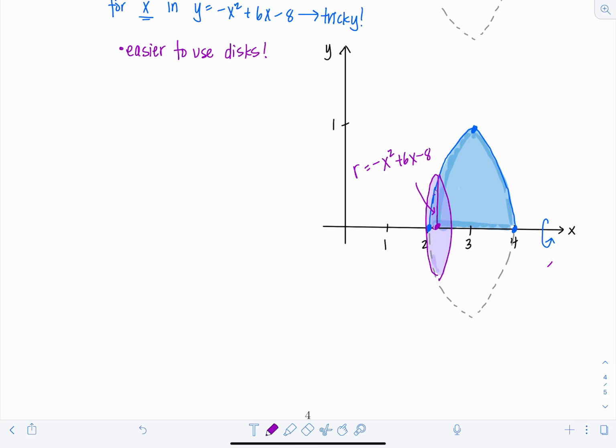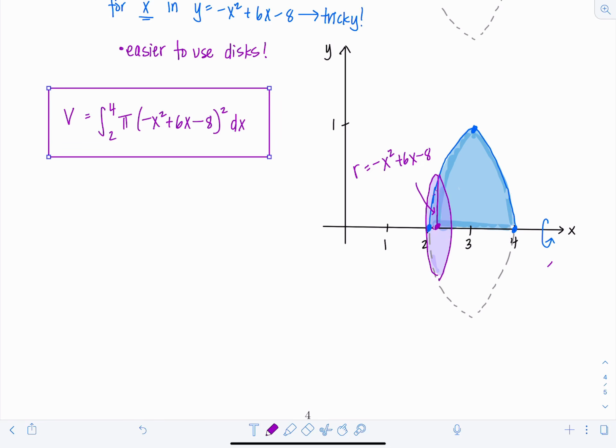Okay, so let's set it up then. So the volume is going to be given by the definite integral. The limits are going to be from 2 to 4. It has to be in terms of x. And then I have pi times the radius, which is negative x squared plus 6x minus 8 squared dx. Okay. And I'll let you work that out. The rest is just pretty straightforward.